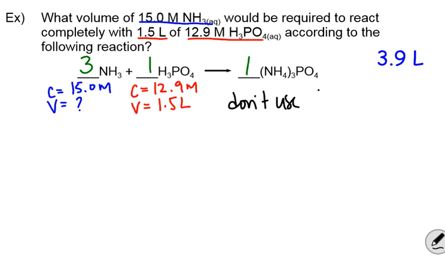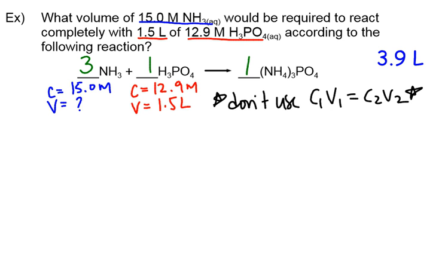don't use C1V1 equals C2V2. Okay, that is the dilution formula. This is not a dilution, this is a chemical reaction. So I'm allowed to use the dilution formula if I'm only adding water or if I'm doing a dilution, but that's not the case here, so I cannot use C1V1 equals C2V2. That's a common mistake that people make, so don't be that person that I make fun of in class.